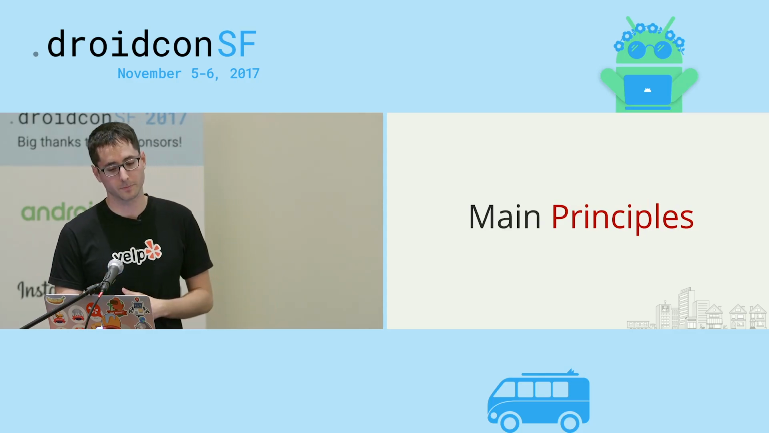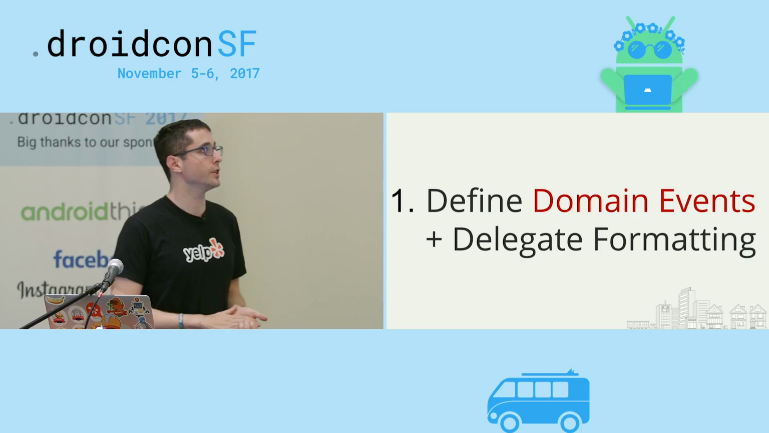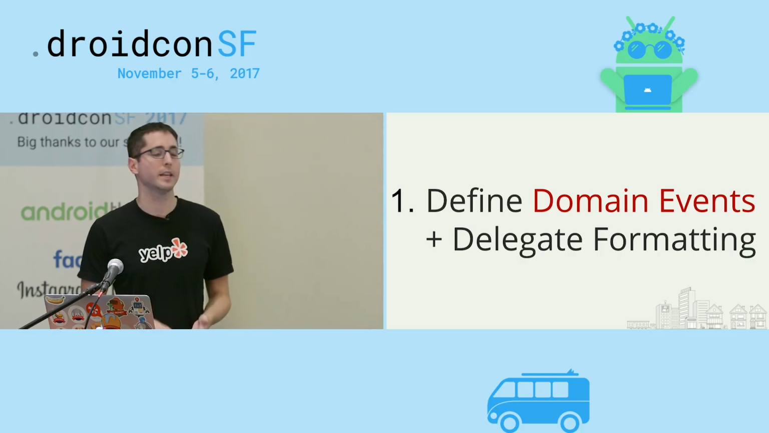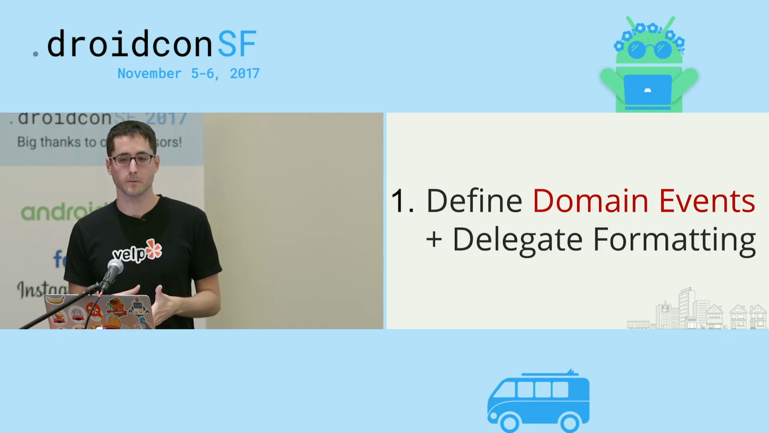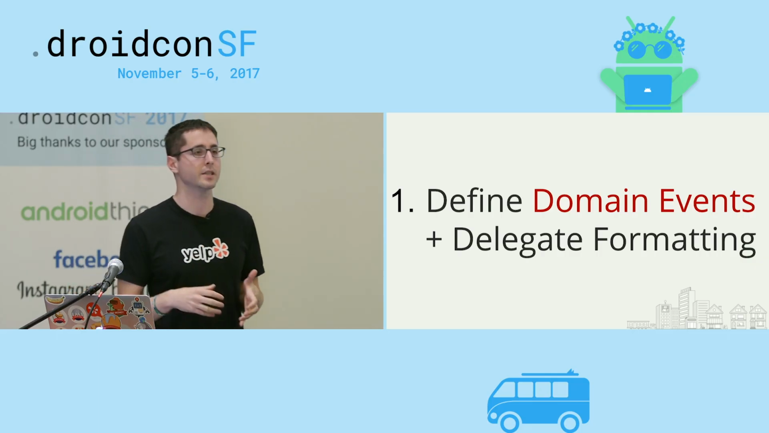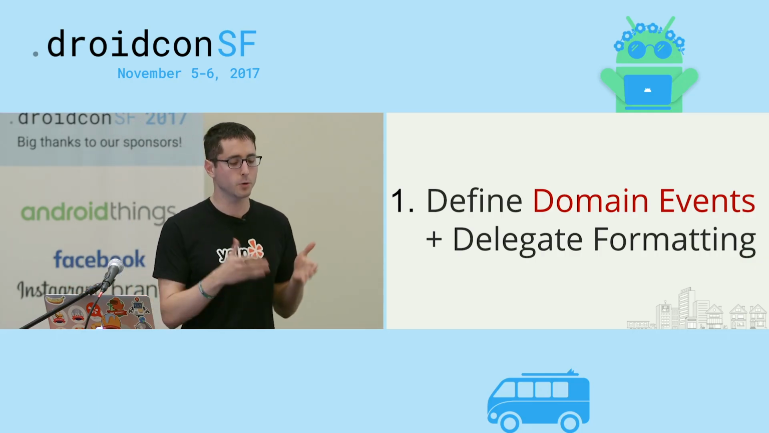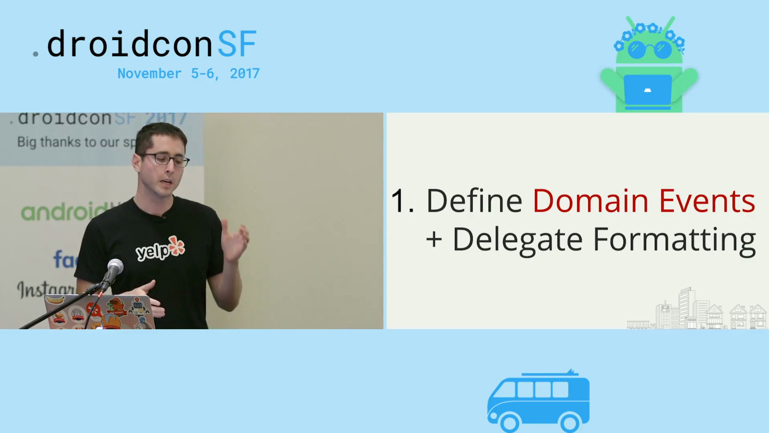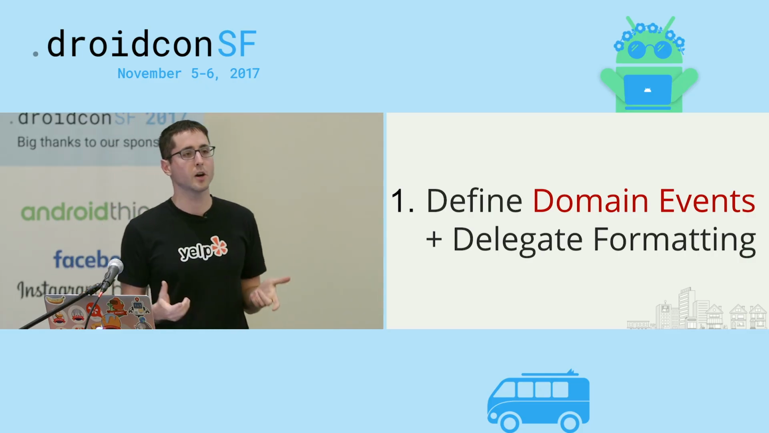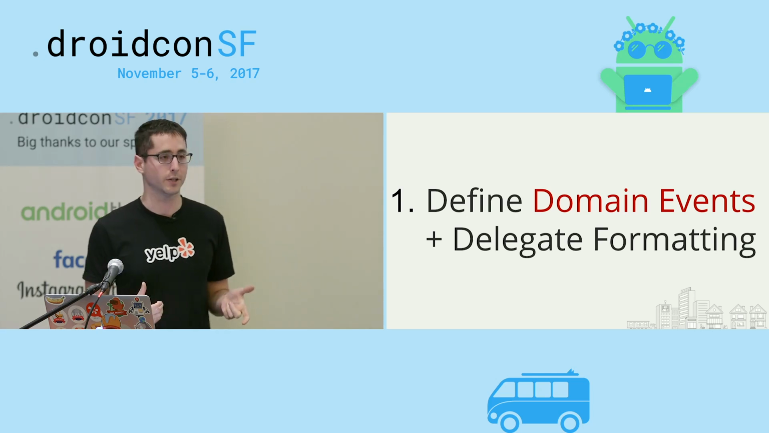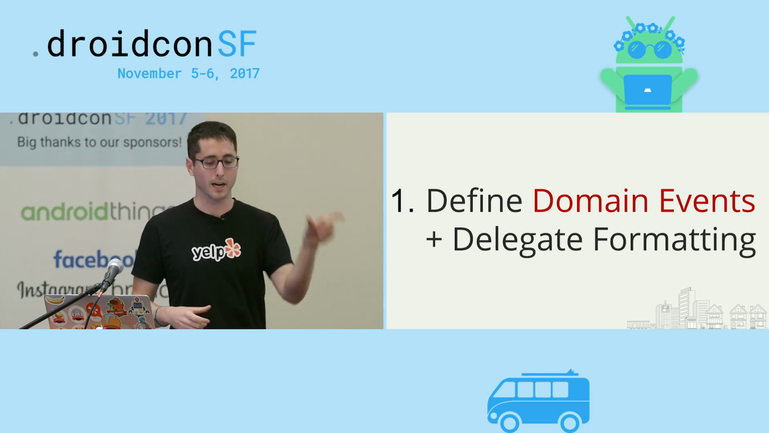First and foremost, you're going to want to define domain events, and then you're going to want to delegate the formatting of those domain events to particular metric services. What I mean by this is that, for example, Google Analytics has a model where all of its events have categories, actions, and labels. So if you start by instrumenting Google Analytics in your application, then you can say, oh, okay, everything has a category, an action, and a label.